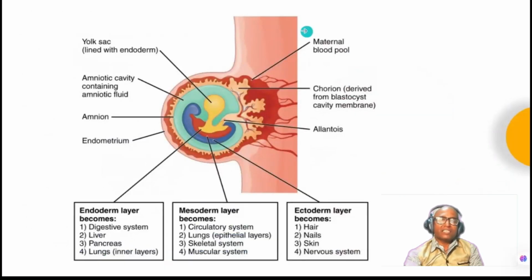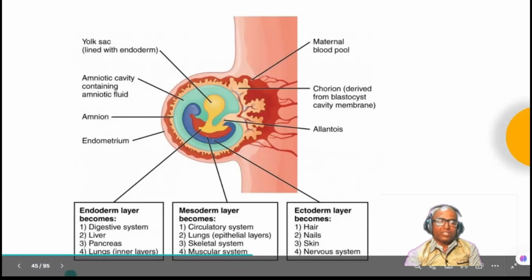Let us see the same thing here. This is the developing embryo. This is the yolk sac, which is lined with the endoderm. Now this is the amniotic cavity, and this is the amnion. This outside is the endometrium. Now three layers are formed: the ectoderm layer, the mesoderm layer, and the endoderm layer.